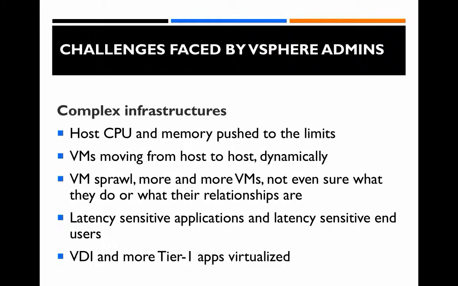So we have these complex infrastructures. Host and CPU are being pushed to the limits. Virtual machines are moving from host to host dynamically. We have VM sprawl. We can click and deploy a new VM in just seconds, right? But there's complex relationships between our applications and our VMs. And there's latency sensitive applications out there and latency sensitive users, right? I'm sure that many of you have lots of latency sensitive users. And then we tend to add more and more tier one applications, VDI, and critical applications over time.